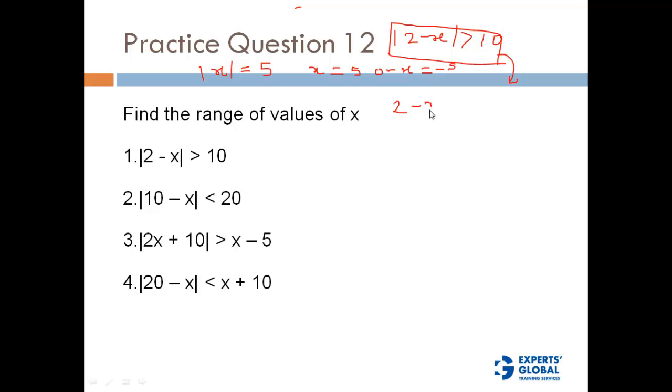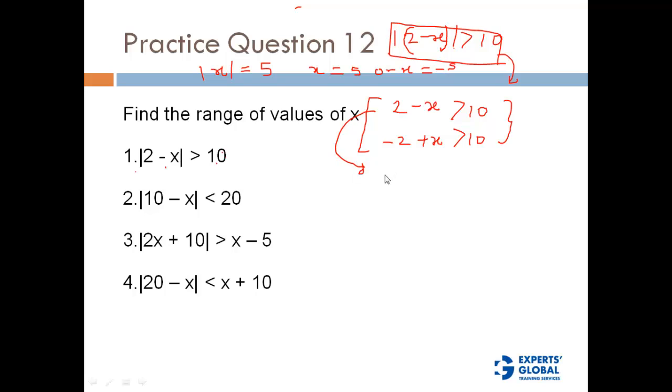We'll write 2 minus x greater than 10. This is the first inequality. We just ignore the absolute value. Second, whatever is inside the absolute value sign, we take a negative of that. So we take minus 2 plus x greater than 10. These two inequalities are derived when we get rid of the absolute value: 2 minus x greater than 10 and minus 2 plus x greater than 10. This is how we get rid of the absolute sign, and then we solve these inequalities individually.